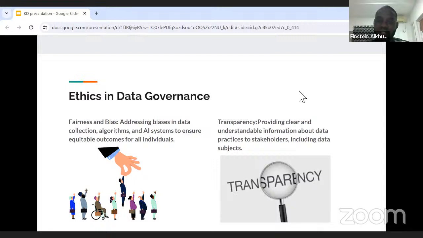The next one we have is transparency: providing clear and understandable information about data practices to stakeholders, including data subjects. Whatever process they use in getting your data or using your data, they have to be transparent. A good data governance system in an ethics workspace has to be transparent on how and what they use your data for, be it testing, sharing it with third-party apps, so that you know that yes, this is what I agree to, and no, this is what I don't agree to.